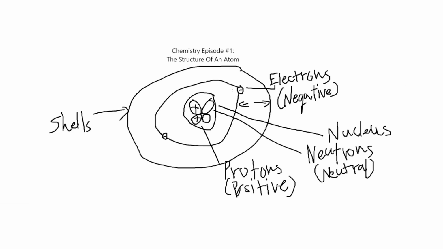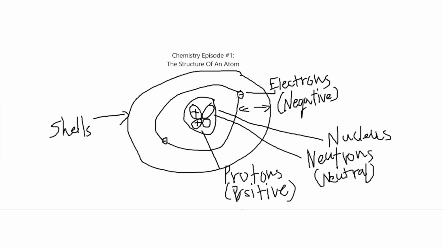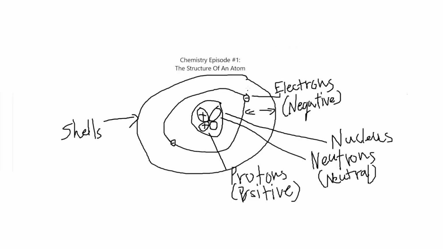The electrons orbit the nucleus made up of the protons and neutrons in these orbits, like the planets orbit the sun, like Mercury, Venus, Earth, Mars. And there can be more than one electron in an orbit.